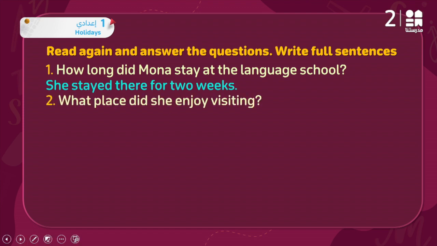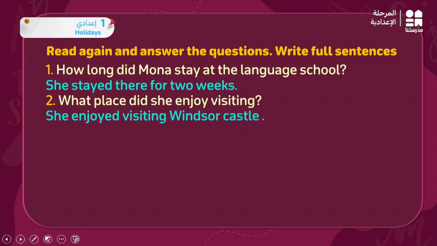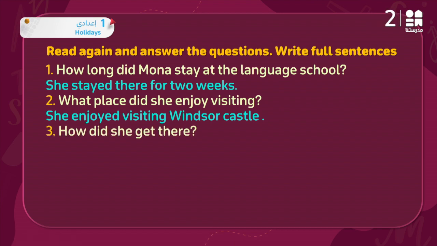بعد كده what place did she enjoy visiting؟ ايه أكتر place هي استمتعت بزيارته؟ تمام. She enjoyed visiting Windsor Castle. هي استمتعت جدا لما شافت الوينزر كاسل. How did she get there؟ راحت هناك ازاي؟ Do you remember؟ Of course by train. راحت بالقطر. تمام.